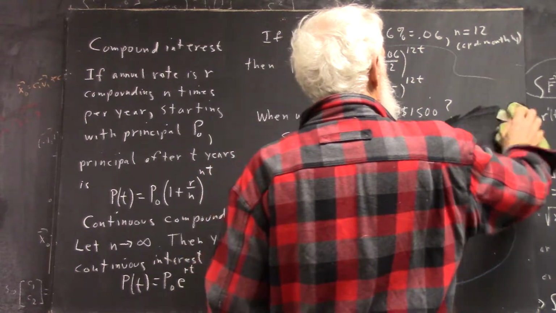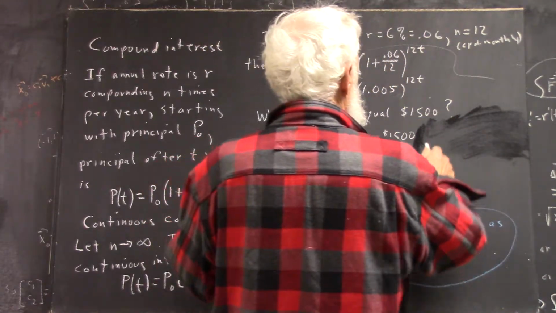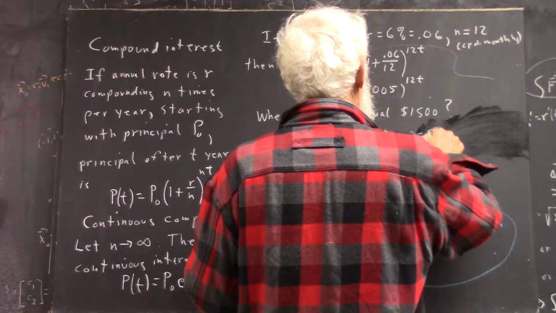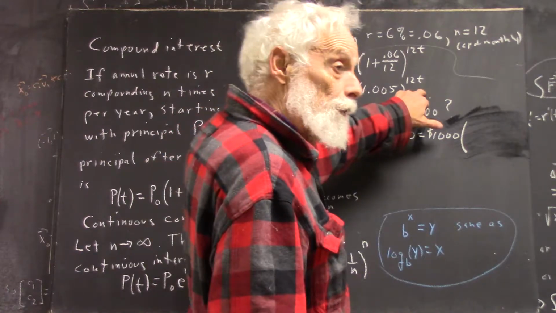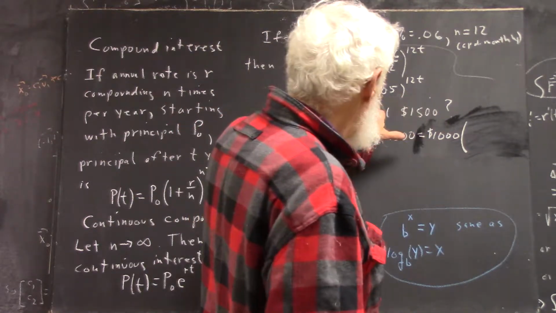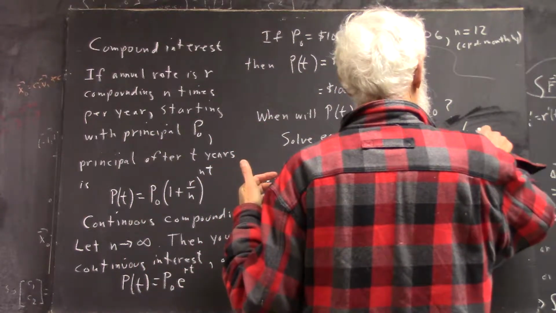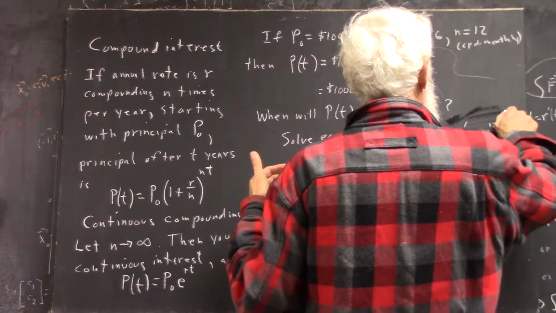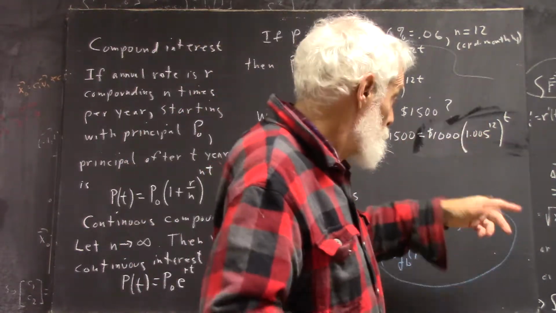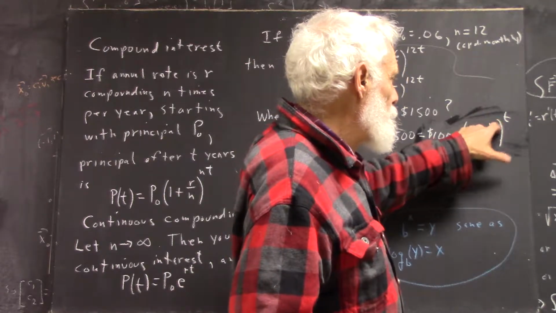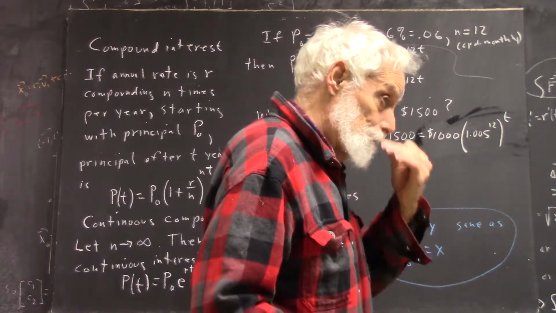Okay, so we write the equation, $1,500 equals $1,000 multiplied by 1.005 to the 12t, right? Instead of 1.005 to the 12t, I'm going to write it like I did, 1.005 to the 12th raised to the t power, because you know from your laws of exponents that 1.005 to the 12th to the t is 1.005 to the 12t, right? Right. Okay?